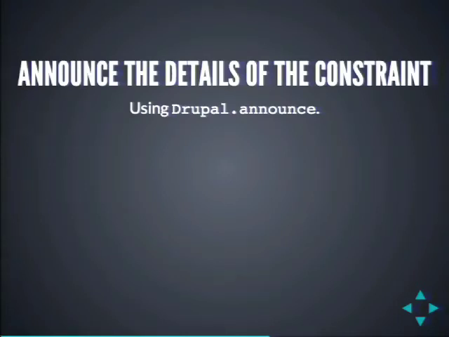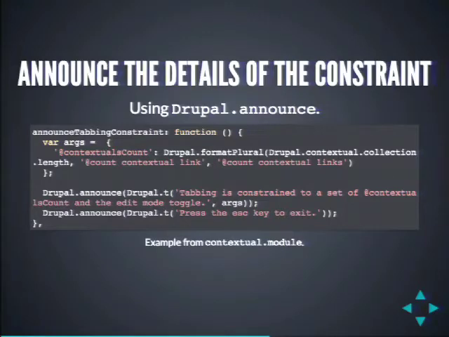Constraining tabbing is one part of the equation, but as Jesse already explained, when dynamic changes happen on the page, such as infinite scrolling and so on, a screen reader user is not necessarily notified of this change. So how do we communicate this? Well, with the Drupal.announce component that Jesse just explained. You could do it something like this. Calling Drupal.announce and always passing it through Drupal.t to translate it, of course. And we just inform the user that tabbing is A, constrained, B, to which elements it is constrained, and C, in this case, what we do is we inform the user of a handy keyboard shortcut to exit the current tabbing constraint. So keeping the user informed is very, very important.